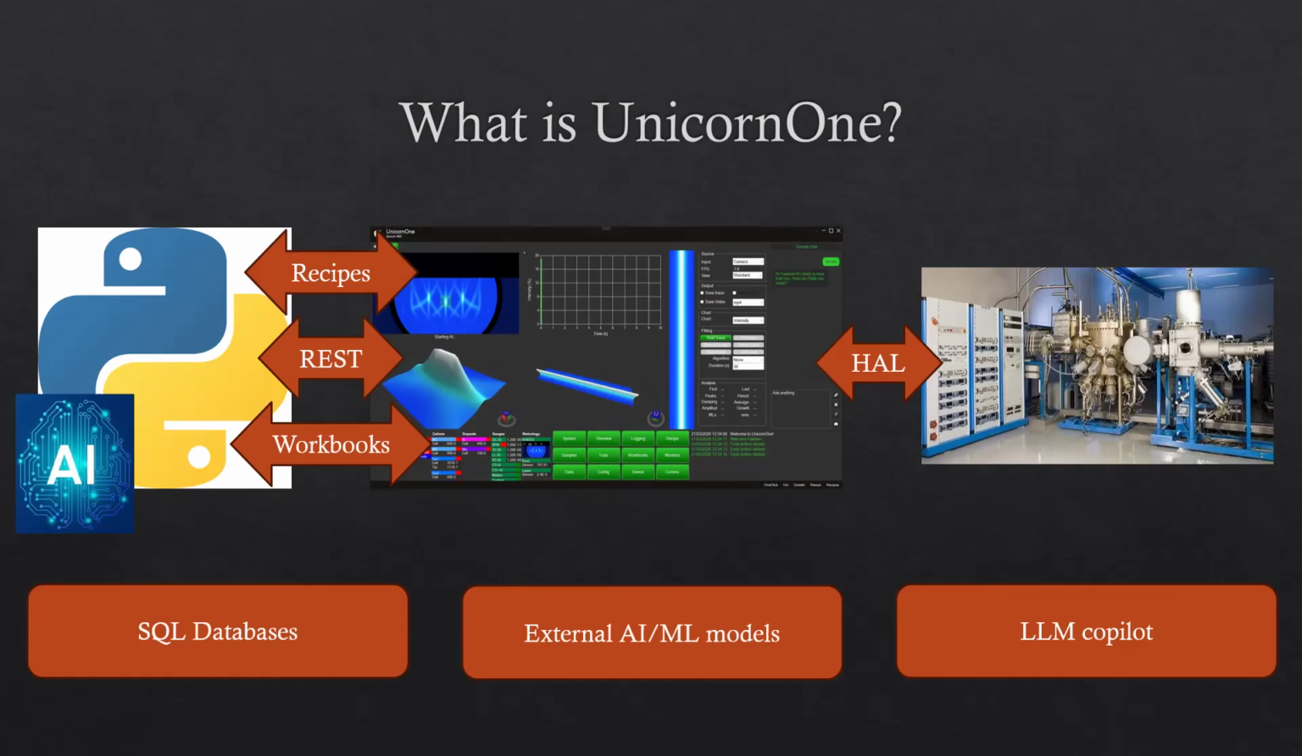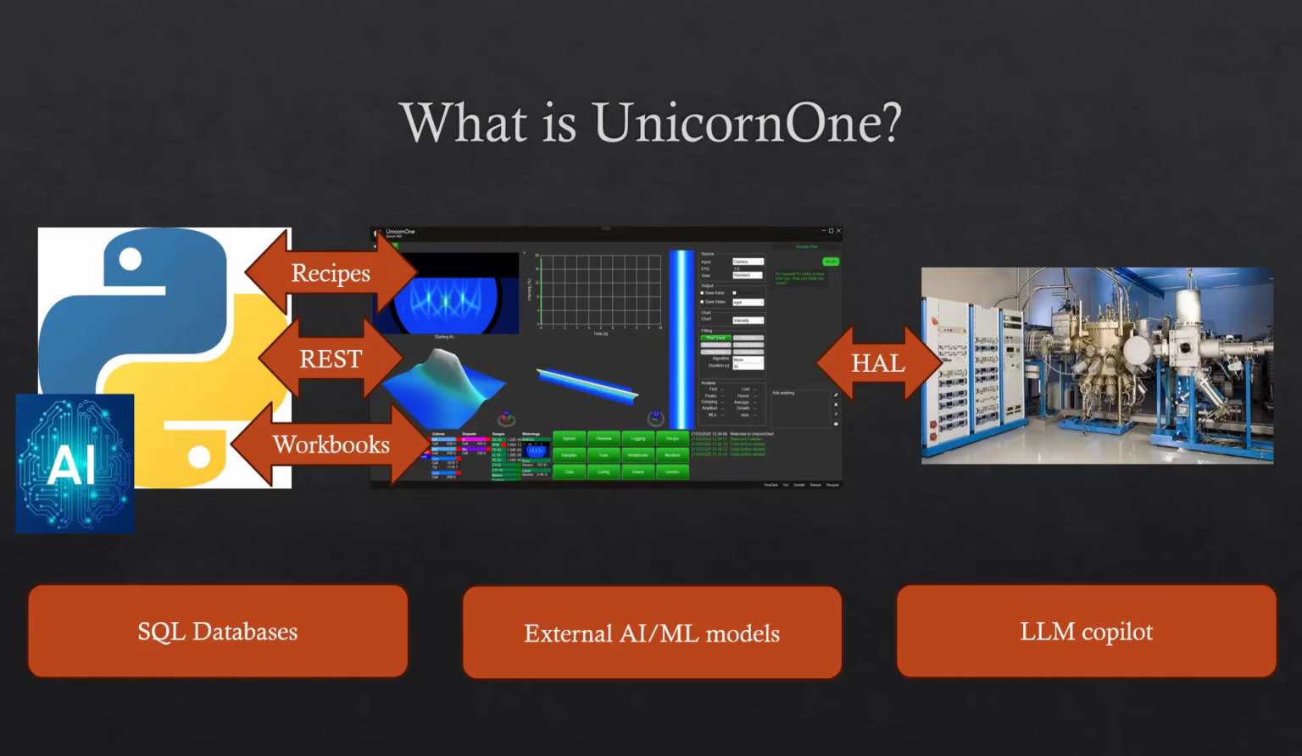An AI model no longer needs custom code to understand every pressure gauge, shutter controller, read system, or temperature controller in the laboratory. UnicornOne handles that complexity. The AI interacts with the laboratory through a common software environment rather than a collection of individual machines. The question then becomes, how does an AI model actually interact with UnicornOne? And this brings us back to the three primary approaches.